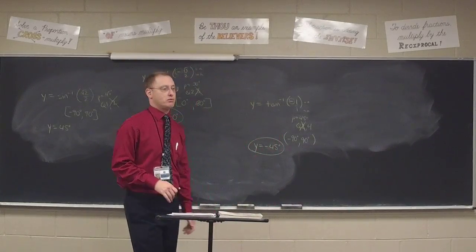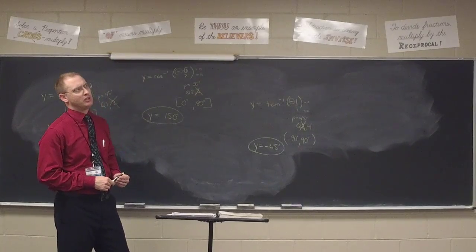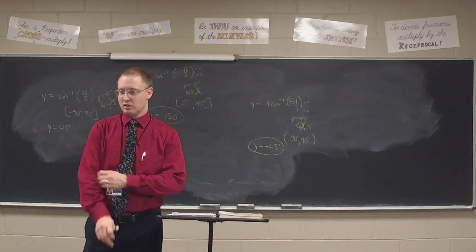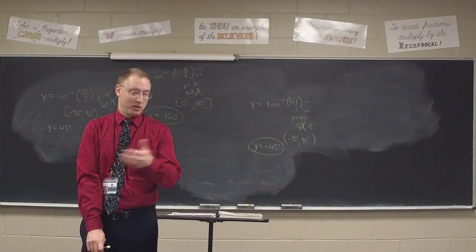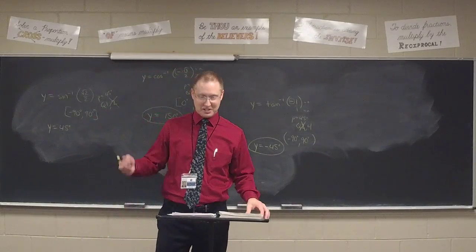Unless you were in radian mode. But then it would be negative pi over 4, which would be like negative 0.7 something-ish, which would be weird. You can put it in radian mode and test it. All right, questions on that?